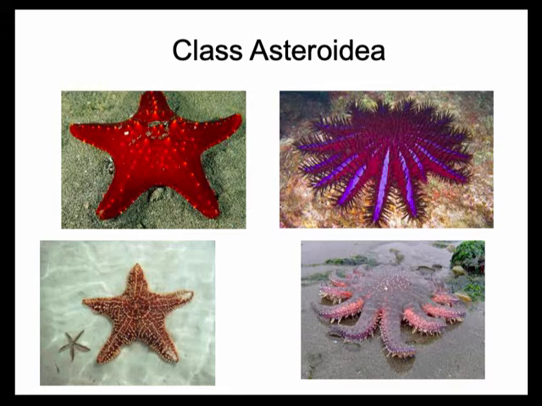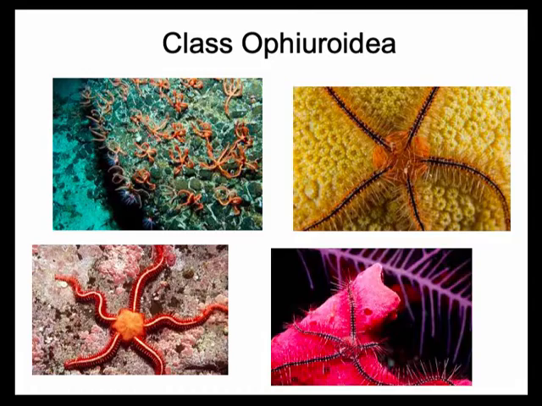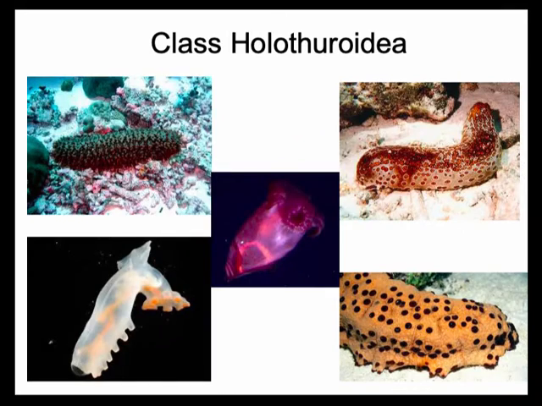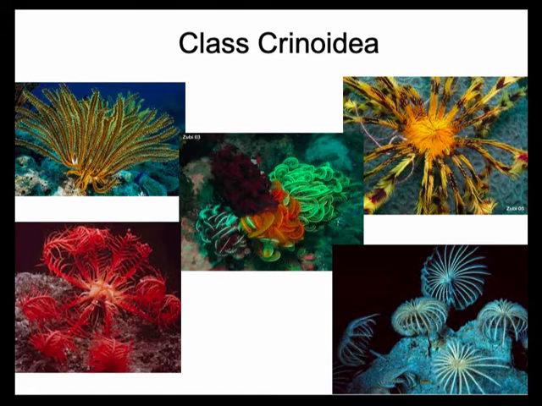Echinoderms include 5 major groups: starfish, brittle stars, sea urchins and sand dollars, sea cucumbers, and sea lilies. So even though these organisms look very different from us, they are our closest relatives in the invertebrate groups, as they are the only invertebrate group that are Deuterostomes.